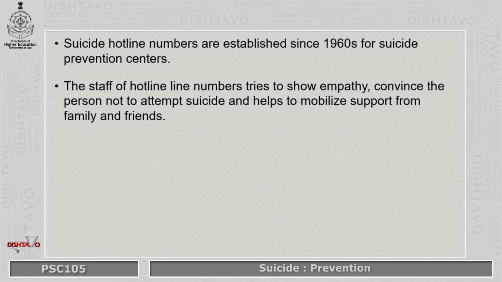Suicide hotline numbers have been established since the 1960s for these suicide prevention centers. The staff of hotline numbers tries to show empathy, convince the person not to attempt suicide, and helps to mobilize support from family and friends.